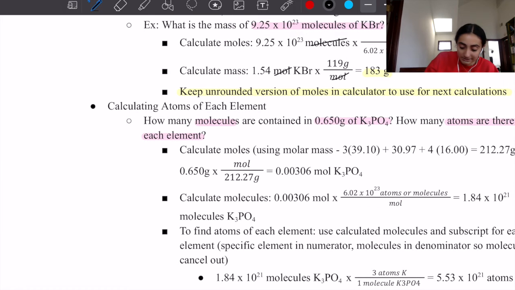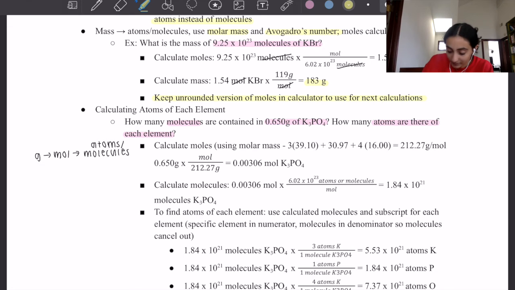So we always, like I said earlier, if we're going from grams to molecules, we always need to get to moles first. So to calculate moles, we're going to use the molar mass, which I calculated here. And then just like any conversion, units of grams cancel out because grams are on the denominator, and we get these moles of K3PO4. Now we are going to calculate molecules. So we did this step, and we are at moles currently.